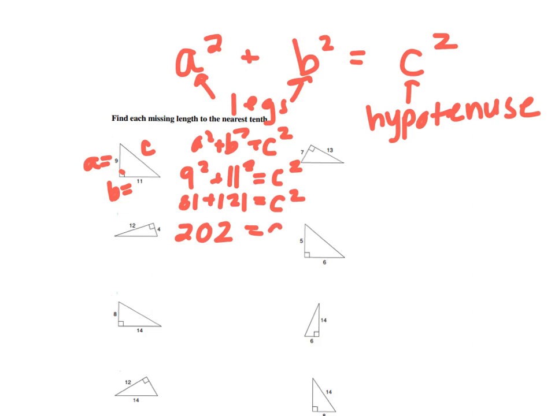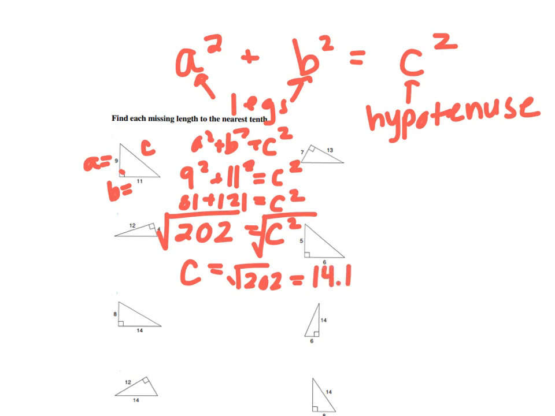And then that would give me 202 equals c squared. Now, to solve for c, I still need to take the square root of both sides. And if I do that, I get that c is equal to the square root of 202. So sometimes they'll just leave their answer in that form, or they'll take the square root of 202 to get that c, rounded to the nearest tenth, is 14.1.